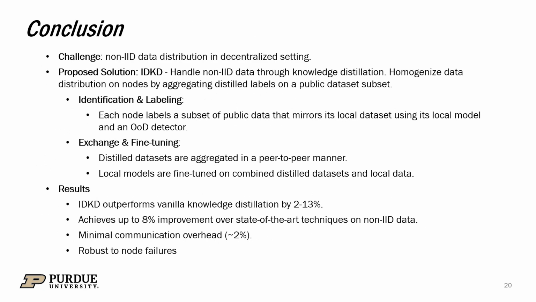In conclusion, we present a solution to handle non-IID data distribution in a decentralized setting. The proposed IDKD solution handles non-IID data through knowledge distillation. It homogenizes the data distribution by aggregating distilled labels on a public dataset. IDKD outperforms knowledge distillation by up to 13%. It achieves up to 8% improvement over state-of-the-art techniques on non-IID data. It achieves these improvements while maintaining minimal communication overhead. We also see that it's robust to node failures.